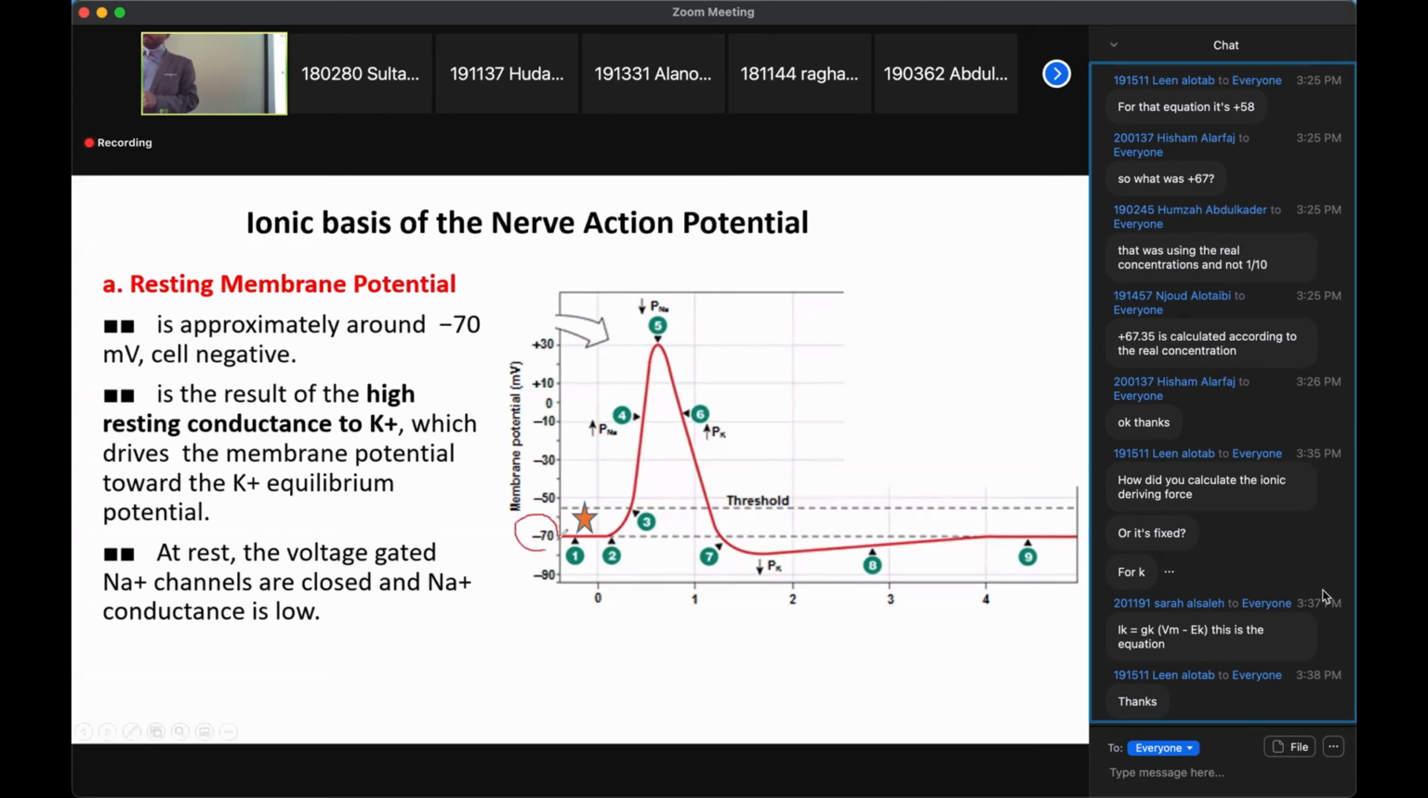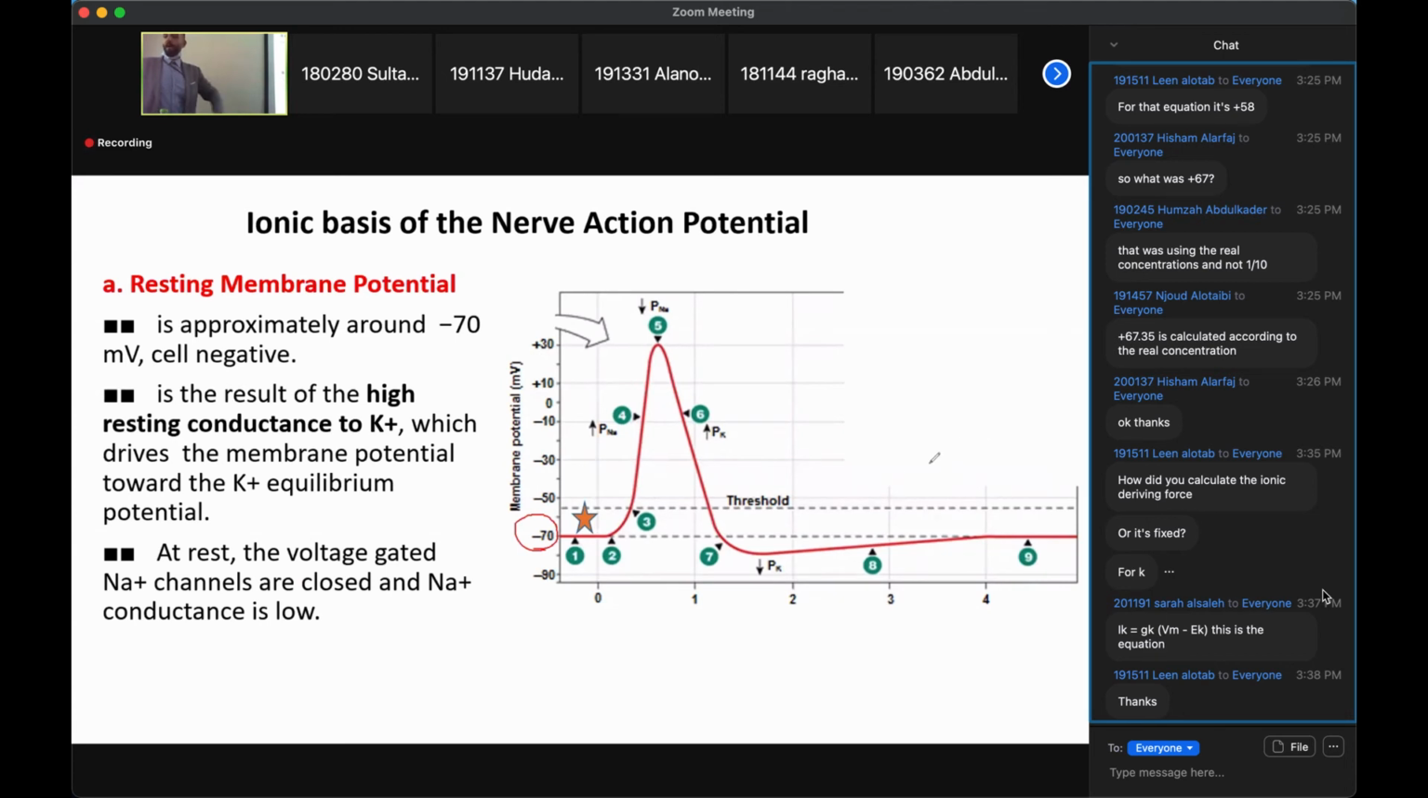So at negative 70 millivolt, what do we call this? When the membrane is at negative 70 millivolt, this is the resting membrane potential. Why is it negative 70 millivolt? Because of the high permeability to potassium, which makes it closer to the equilibrium potential for potassium.